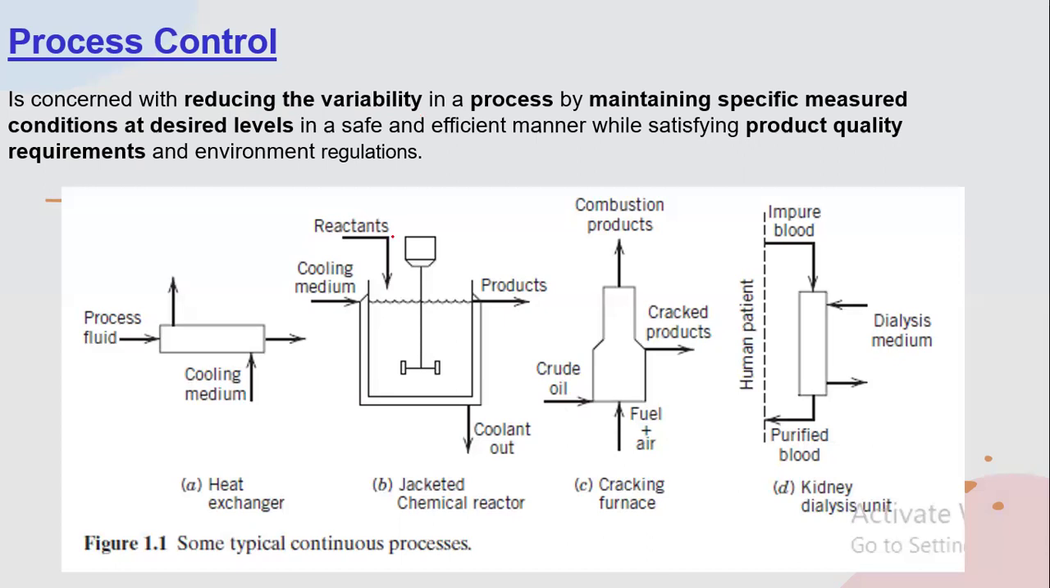Here's the thing. We have a process that forms a certain product. For example, we take a reactant, we convert that reactant, and then we form a product. That's a process. But it's important to know how to control that process. So, to control that process, we're going to look at reducing the variability. What do I mean when I say that?